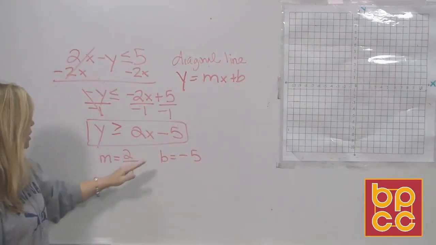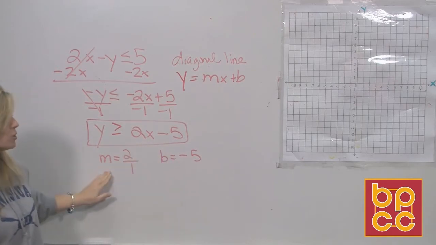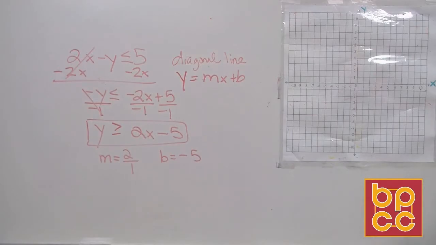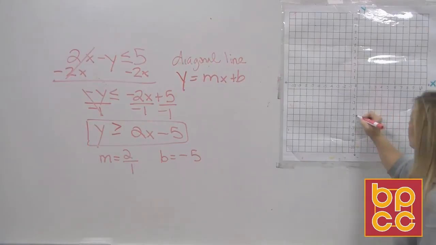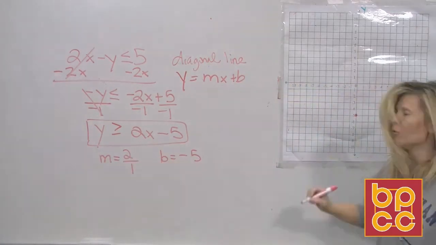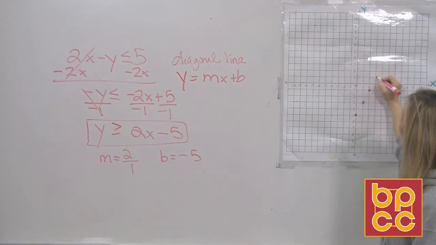We talked about this. Begin and move, baby. You begin with the y-intercept. You use m to move. So we're going to go to the y-axis to negative 5. So everybody go to negative 5 on your y-axis. You're going to use our slope 2 over 1 to move. So we're going to go up 2 to the right 1, up 2 to the right 1, up 2 to the right 1.